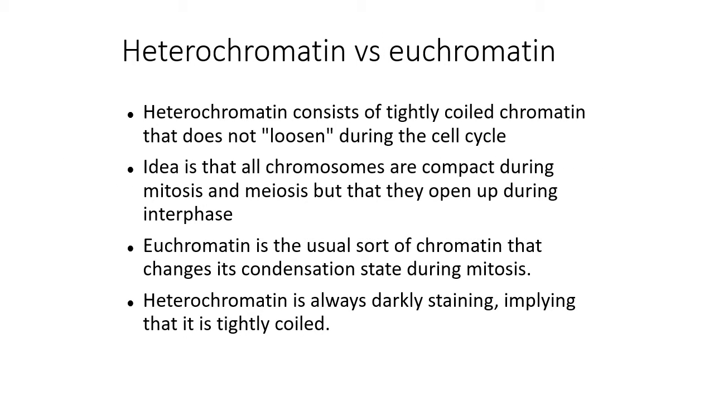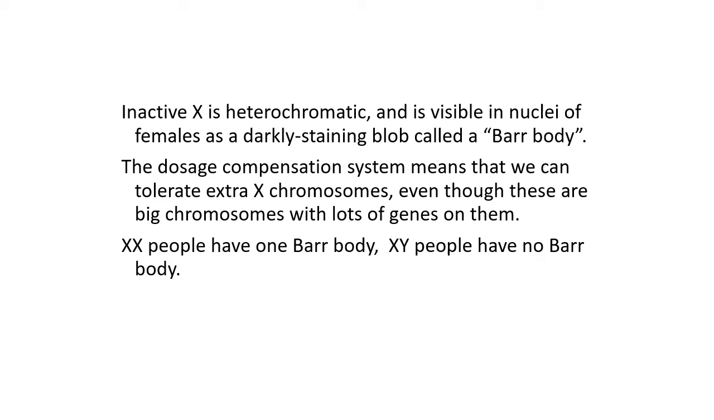Okay, a reminder about heterochromatin versus euchromatin. Heterochromatin is darkly stained, tightly coiled, and doesn't ever get loose during the cell cycle. So the chromosomes are compact during mitosis anyway, but this particular form of chromatin remains compact throughout the entire cell cycle. The usual kind of chromatin that contains the active genes is the type that changes chromatin state during mitosis and meiosis, whereas the heterochromatin is always darkly staining and tightly coiled, and generally inaccessible to transcription factors.